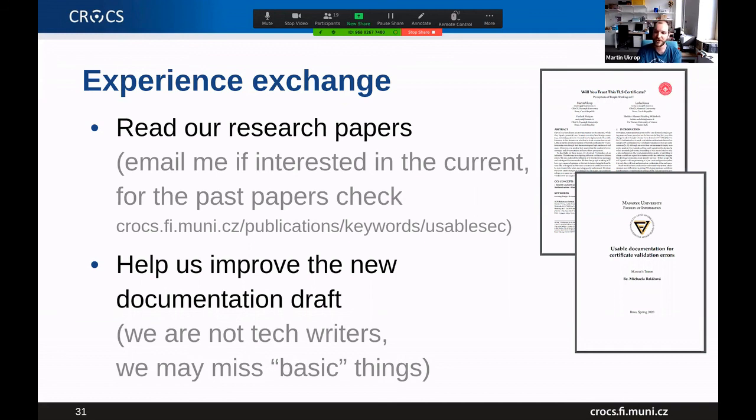What experience exchange would help me, on the other hand, is since we are drafting new documentation and we are not tech writers, we may be missing basic things. So even if you would be able to help me with formulations and clearer English, I would appreciate that. We have 6 new cases written with nice documentation of the 5 sections that I've shown you, and we want to present it on the website that I've shown you.